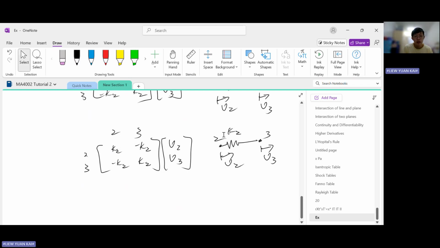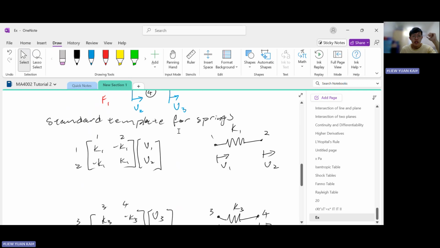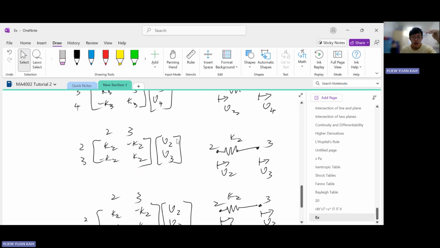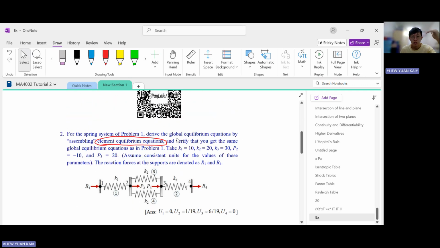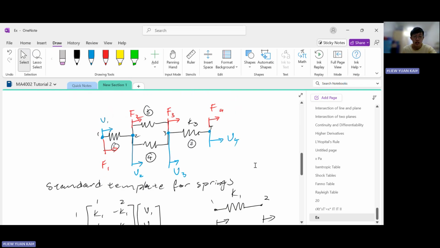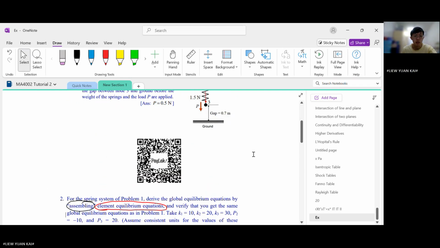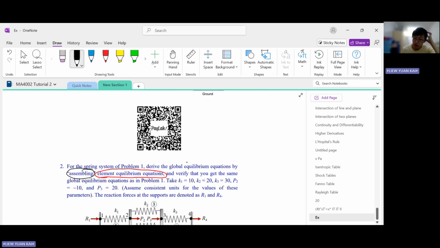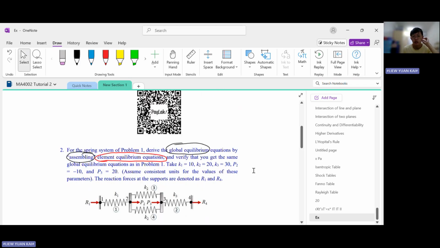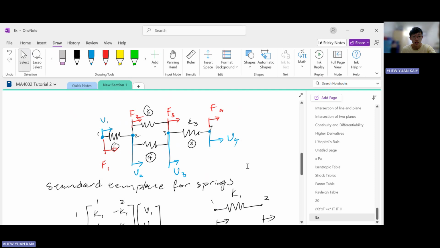So these are the individual element equilibrium equations. What we're going to do next is stated in the question: we need to assemble each of these element equilibrium equations into the global equilibrium equation. Global means the whole thing. Right now we're dealing with the element level, meaning each of the elements: element 1, element 2, element 3, element 4.